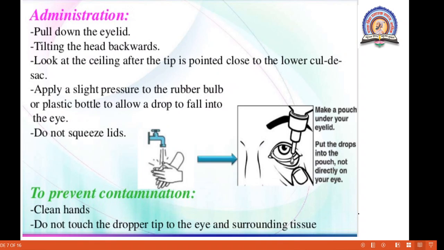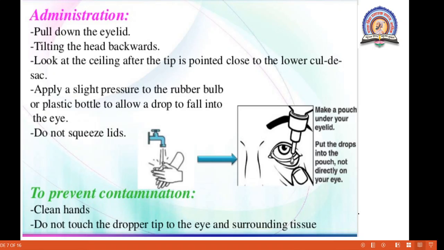So how the administration is done for the eye drops. How we apply the eye drop in our eye, that is shown in this figure. So what is the first thing we do to prevent the contamination? That's why we clean our hand properly. Do not touch the dropper tip to the eye and surrounding tissue.